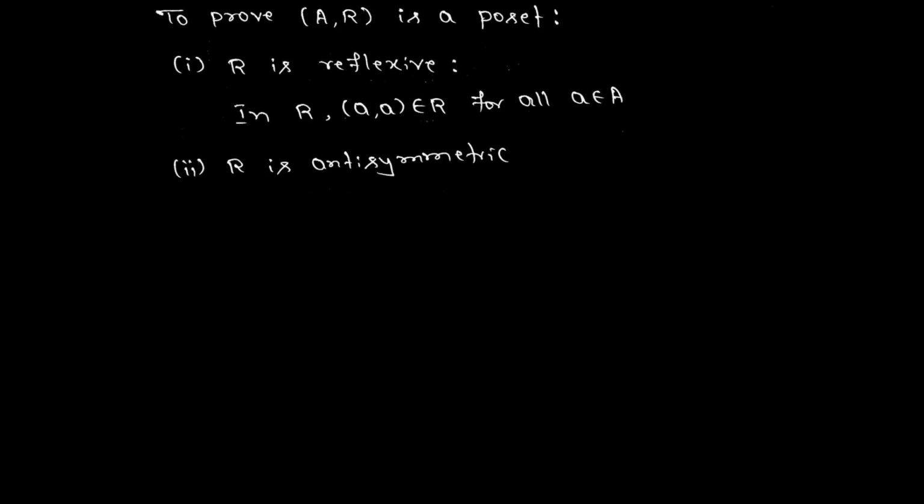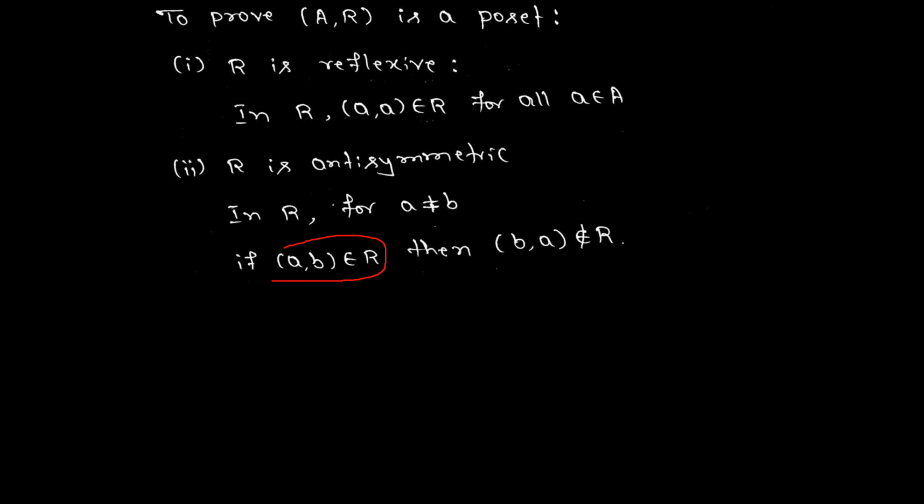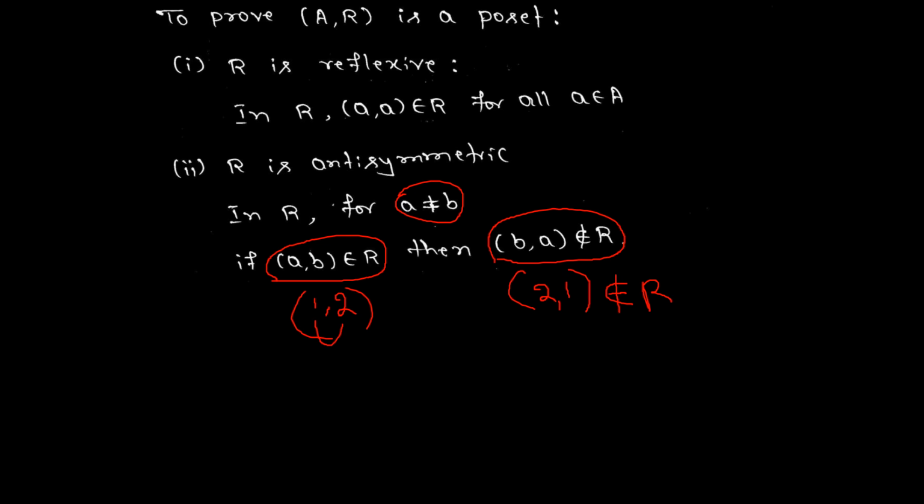Now to say it is antisymmetric, in R for distinct elements, if A comma B belongs to R, then B comma A does not belong to R. That is, if 1 comma 2 is there in the relation, then we don't have 2 comma 1 in the relation. 2 comma 1 does not belong to R. If this is the case for all ordered pairs in the relation, then it is antisymmetric, and the condition is A should not be equal to B, like 1 is not same as 2. So we proved that it is antisymmetric.